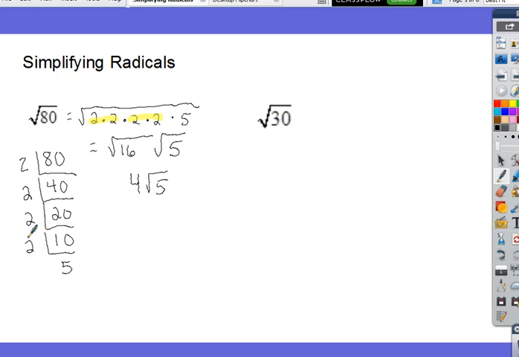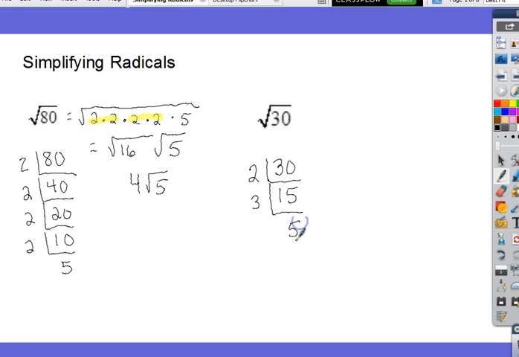Some radicals don't contain a perfect square as a factor. That means they don't have any pairs. So if I prime factor 30, I'm going to start by dividing by what? 2 goes into 30 how many times? 15. Is 15 prime? Nope. And now I can't divide 15 by 2, so let's go to the next prime number, 3.